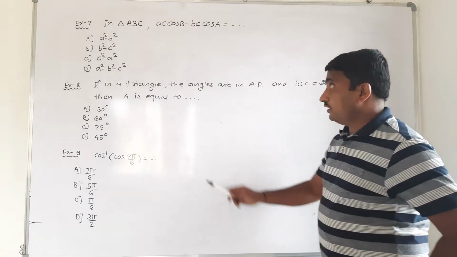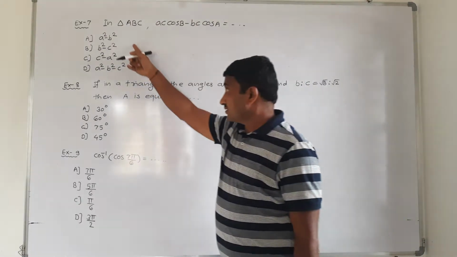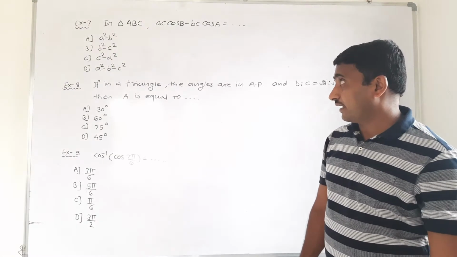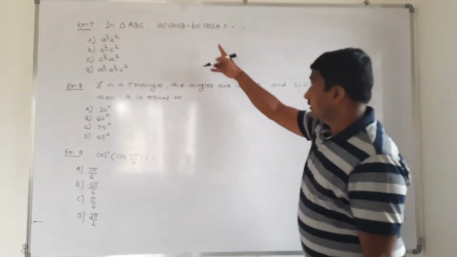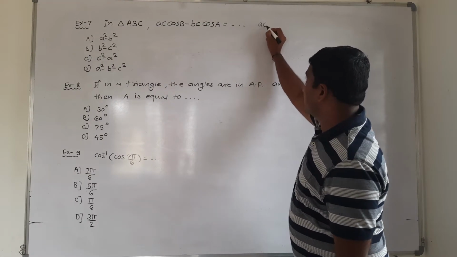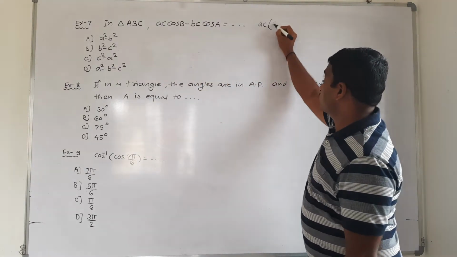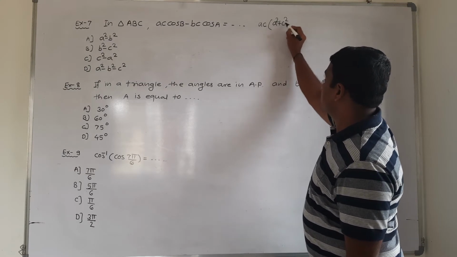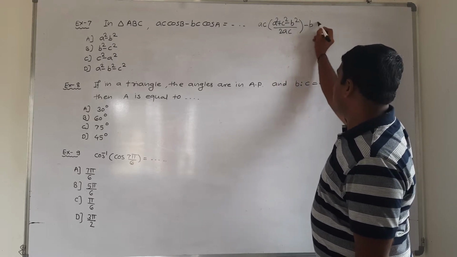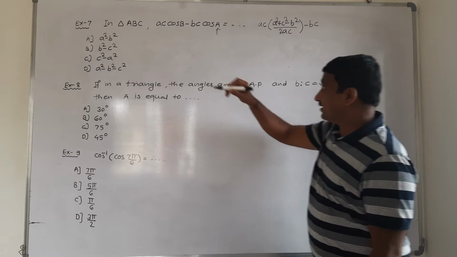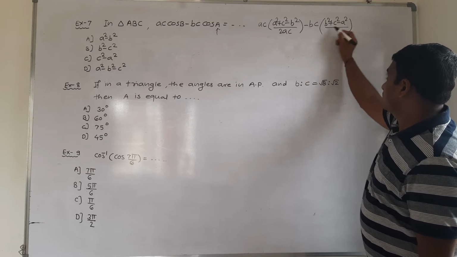Next example, in triangle ABC, ac cos B minus bc cos A is equal to dash. Options are in the square terms, a square, b square, like that. Therefore, we use the cosine rule with squares. I write ac as it is, cos B. Angle is B, therefore subtract b square. a square plus c square minus b square upon 2ac. Minus bc as it is, cos A, angle A. Therefore, subtract a square. Now b square plus c square minus a square upon 2bc.